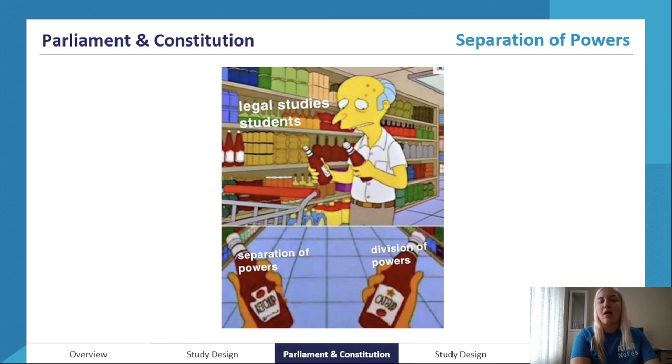So this is exactly how I would remember it, and I think it's really easy to remember if you view it this way. Division, how powers are divided between Commonwealth and state level parliaments, hence division into those exclusive, residual, and concurrent. Separation, how we prevent corruption by separating all of the key lawmakers and ensuring that there's no overlap of roles. So a member of parliament cannot be a judge and so on.